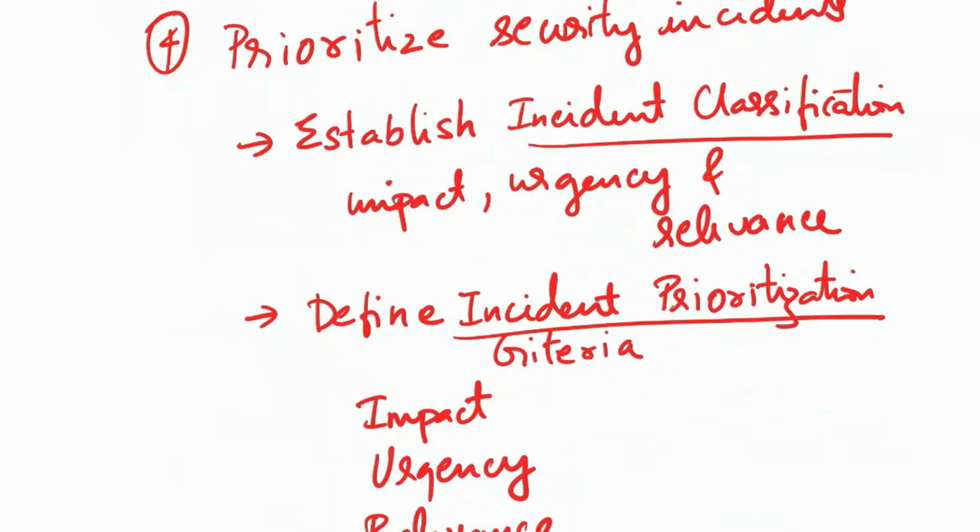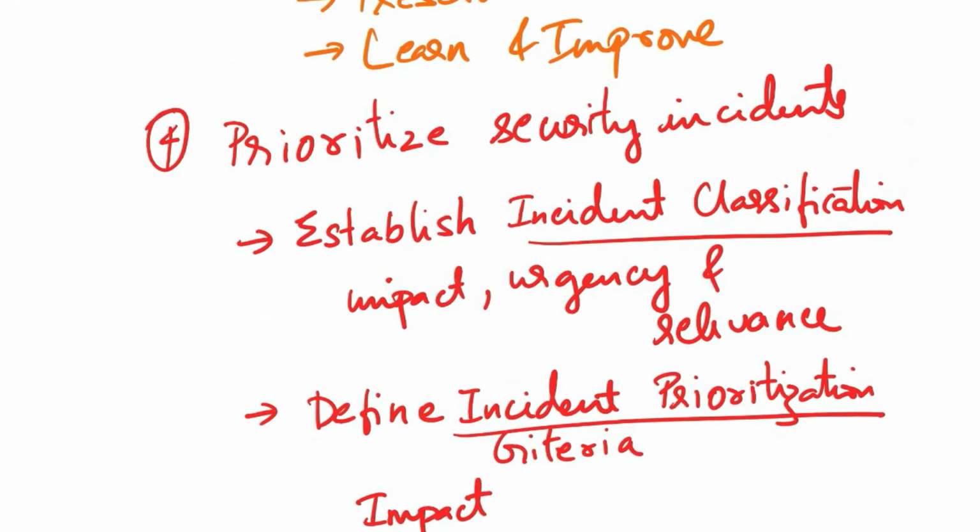Okay, that is RTOs. So by following these steps and considering various factors, a SOC can effectively prioritize security incidents, allocate resources efficiently, and respond promptly to the most critical threats, reducing the organization's overall security risk. Let's move on to the next question.